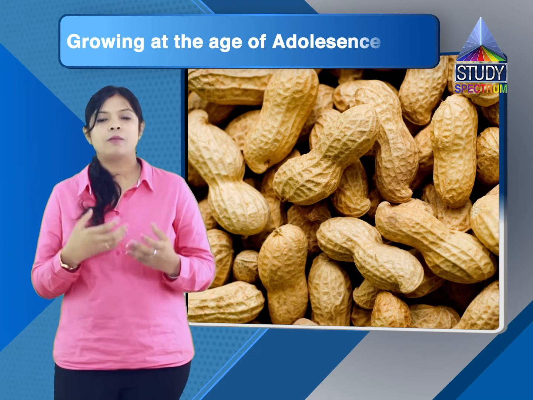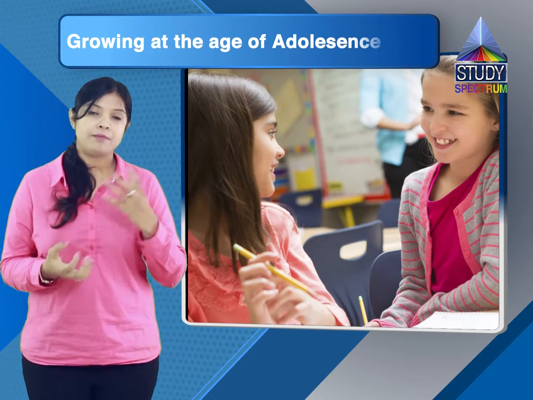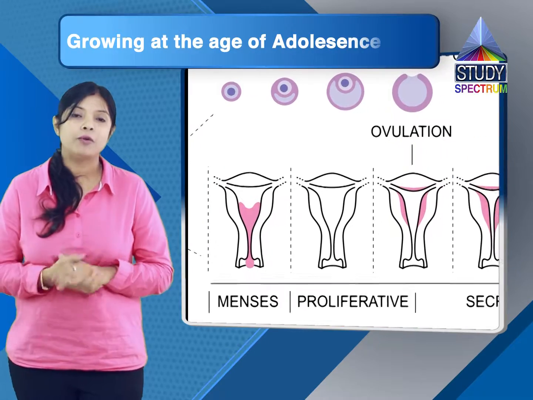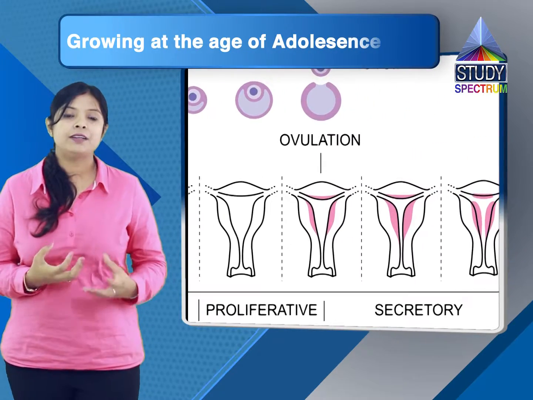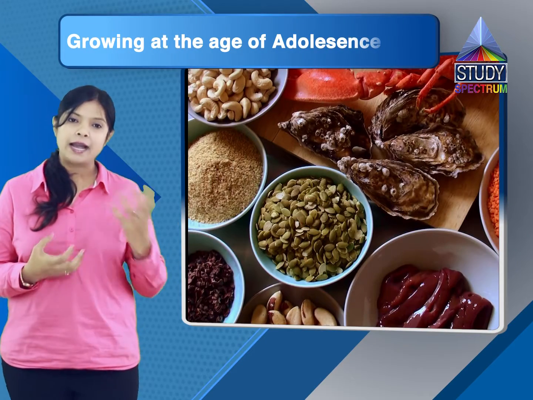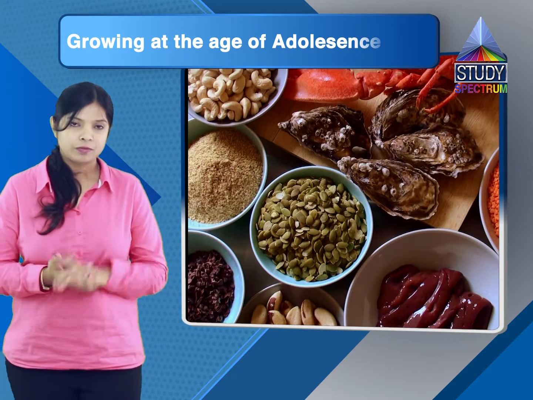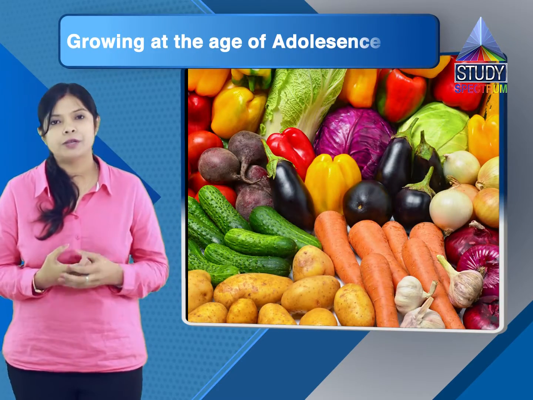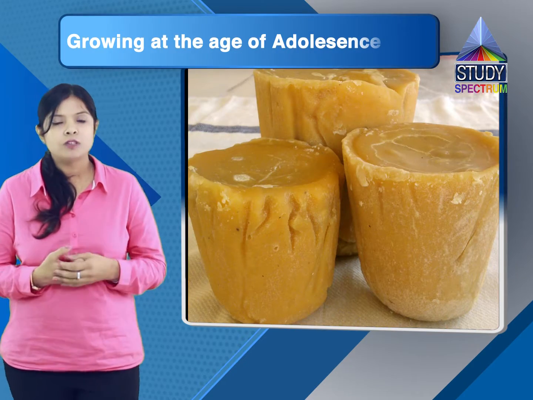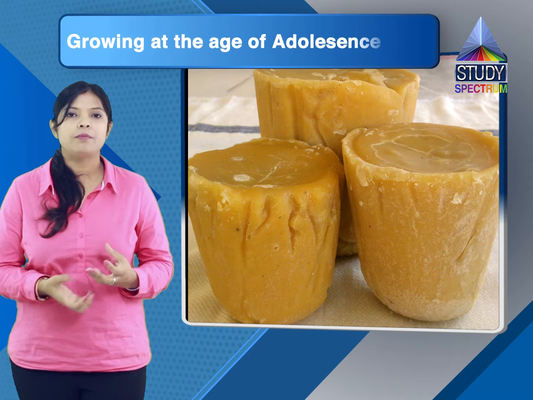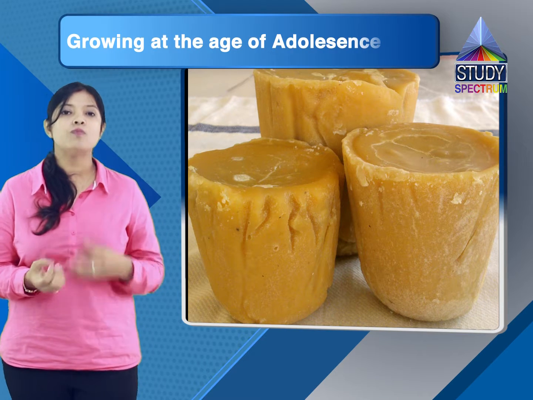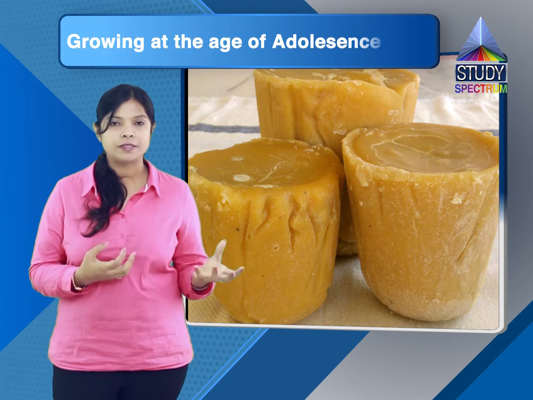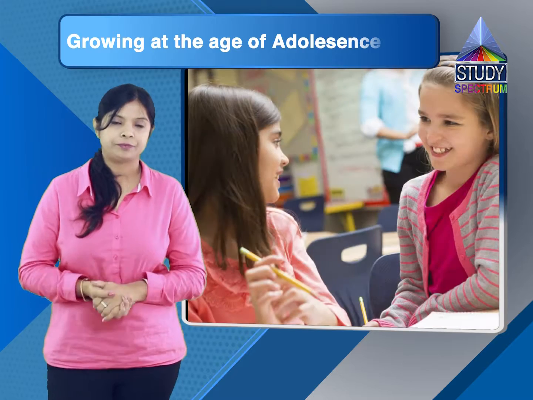But if we talk about the girls, girls face the menstrual cycle at this stage. So there is a loss of blood from the body. Because of that, they need food that is rich in iron, calcium and zinc. So what can this food include? They can include different kinds of fruits, vegetables, jaggery, Indian gooseberry. All these are important things which contain more iron. So this is the important balanced diet at the age of adolescence for boys and girls.